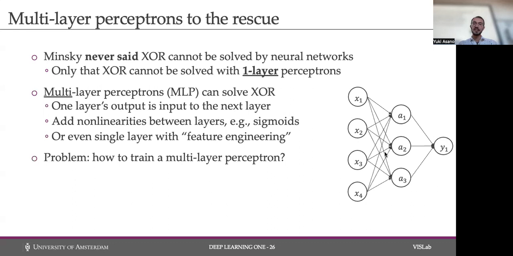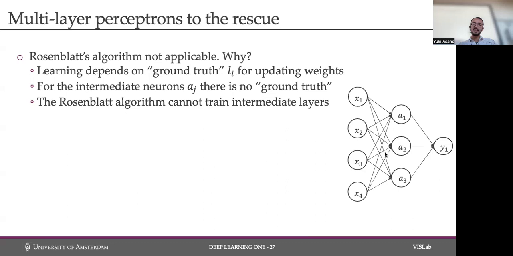Why can we not train them? Because Rosenblatt's algorithm wasn't applicable. Let's dive deeper into this. If you think about Rosenblatt's algorithm, the learning depends on the ground truth for updating weights. If you remember correctly, if your prediction is smaller than the ground truth, then increase the weights and so on. But for intermediate neurons or intermediate activations, however you want to call them, there's no ground truth. So you cannot apply this to train intermediate layers. You also cannot start from one layer and go to the next one in this case. Eventually, we'll see that this is somewhat what they have done: they first train one layer and then train another, but this doesn't work with this particular training algorithm.